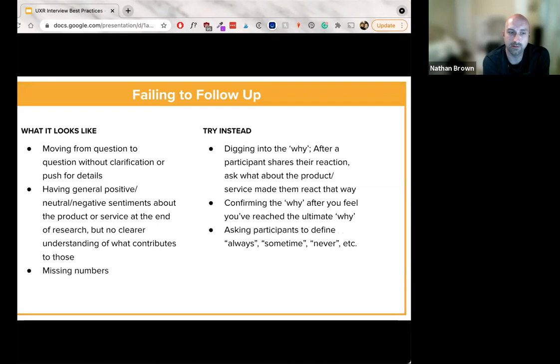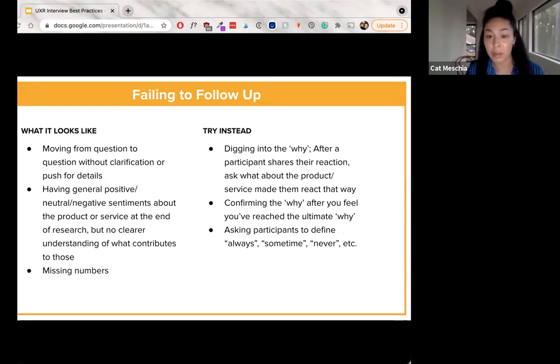All right. So failing to follow up is probably the biggest error that we can make as researchers during this type of interview, because the entire value of these is the follow-up. So if you are moving from question to question without clarification or pushing for details, if you find that at the end of your research sprints you have general sentiments, but you don't really understand where those sentiments are coming from, or you're missing numbers, those could be signs that you need to be leaning in more.